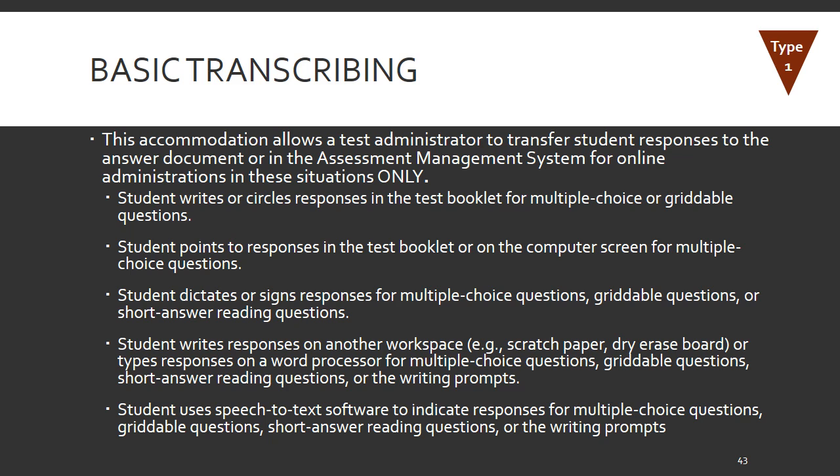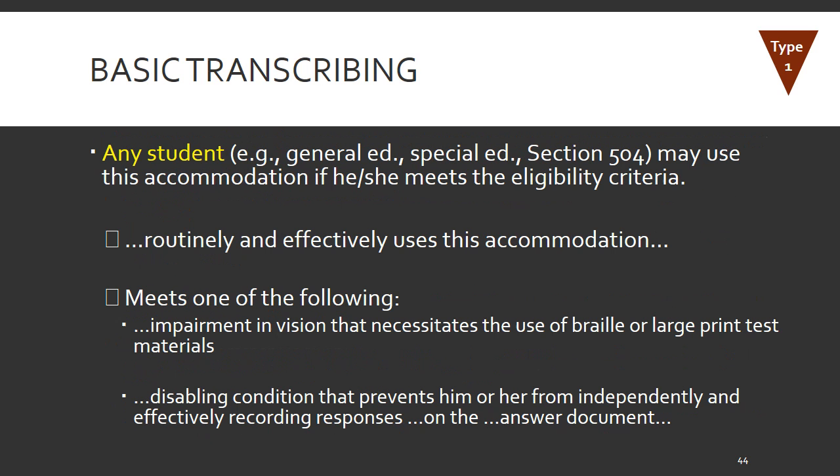Student writes responses on another workspace, scratch paper or a dry erase board, or types responses on a word processor for multiple choice questions, griddable questions, short answer reading questions, or the writing prompts. Student uses speech-to-text software to indicate responses for multiple choice questions, griddable questions, short answer reading questions, or the writing prompts. Any student may use this accommodation if he or she meets the eligibility criteria.